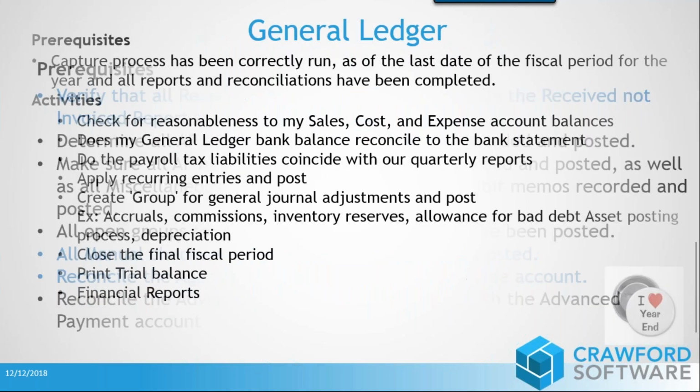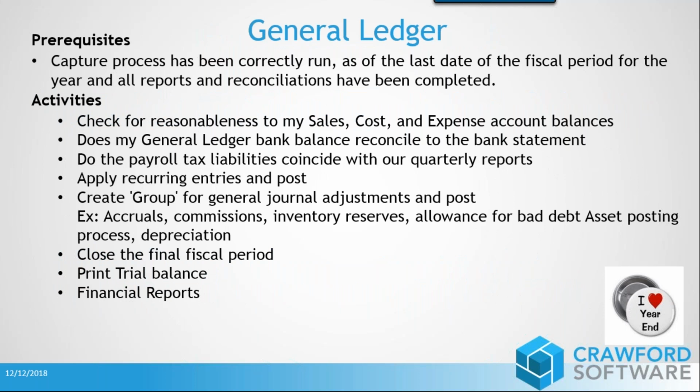And that's going to bring us to our general ledger. And this is where it's kind of like the buck stops here. You've run your capture process and you've got it as of the last fiscal period for the year, and all reports and reconciliations have been completed. You're feeling comfortable with that. And you might have some final manual journal entries or recurring journal entries that you make every period, things like payroll accruals or allowance for bad debt. You may have your depreciation, that's a common entry for you, and those types of things.